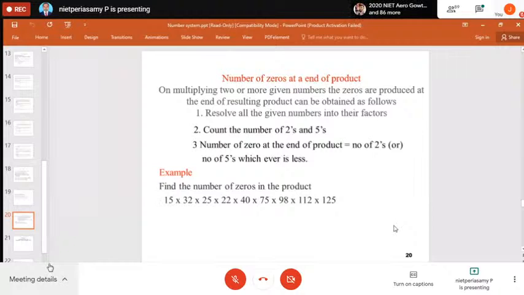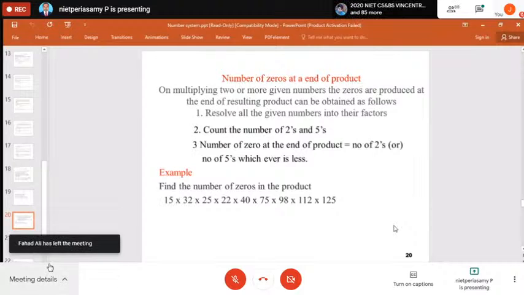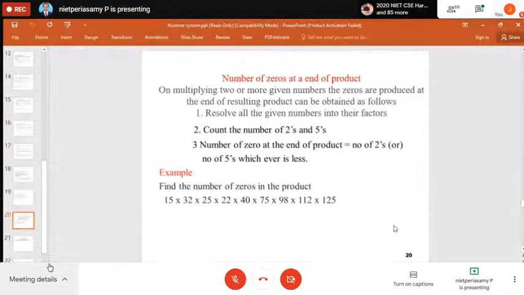Come to the last number, 125. How to write 125? That can be written as the product of 5s, 5 cube. Here 75 is given. 75 can be written as 5 square into 3.